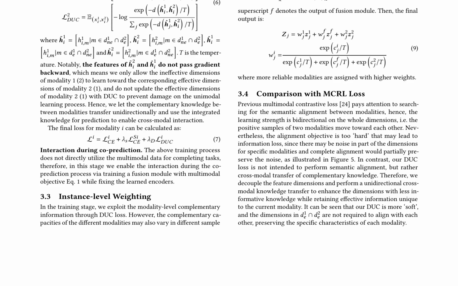This involves evaluating the reliability of each instance for each modality and their fusion, and then assigning higher weights to more reliable modalities. The proposed approach is compared with the multimodal contrastive representation learning (MCRL) loss, which aims to find semantic alignment between modalities. In contrast, the DUC loss focuses on cross-modal transfer of complementary knowledge, making it more soft and preserving the specific characteristics of each modality. Overall, the D&I framework offers a novel perspective on multimodal learning by leveraging the complementary knowledge between different modalities, enhancing the robustness and efficiency of the model in handling multimodal data.